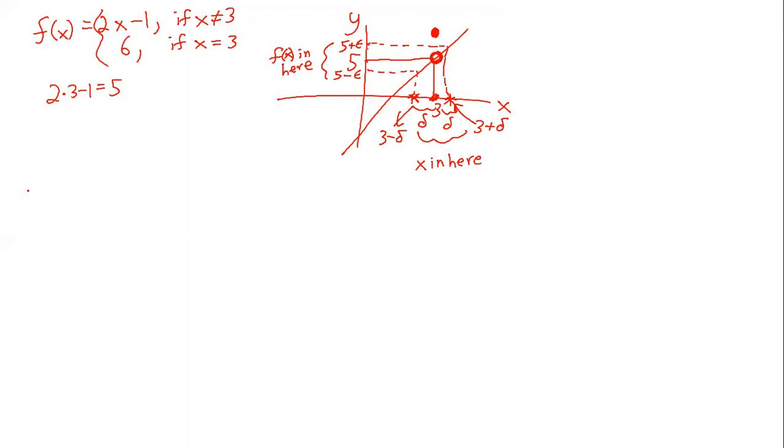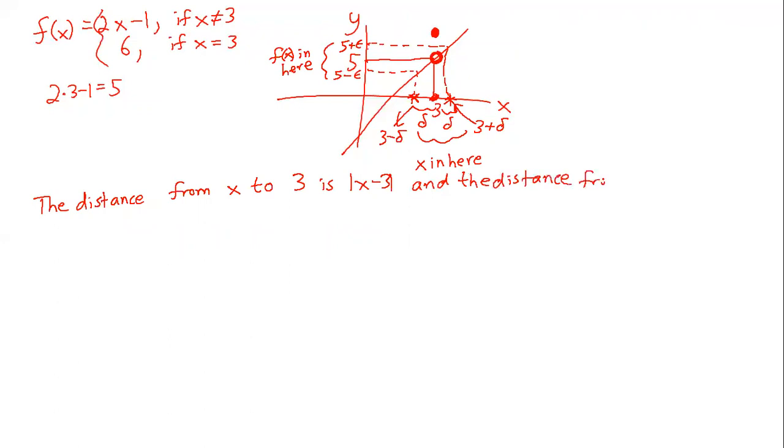So the distance from x to 3 is the absolute value of x minus 3. And the distance from f of x to 5 is the absolute value of f of x minus 5.